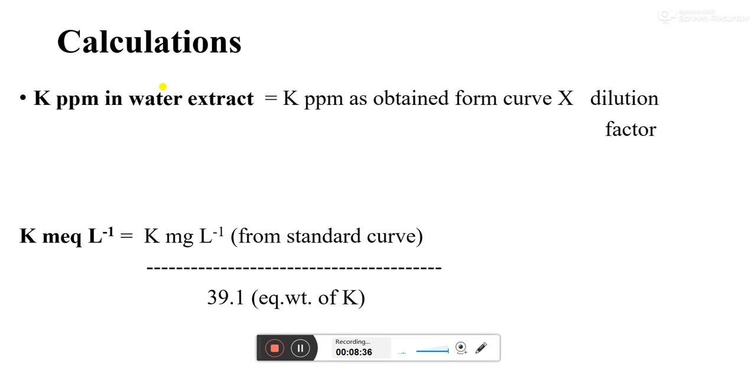For the calculation, potassium ppm in water extract is equal to potassium in ppm as obtained from the curve into the dilution factor. For the calculation of potassium milliequivalent per liter, you calculate it from potassium milligram per liter from the standard curve that we obtained, divided by 39.1, which is the equivalent weight of potassium. So this is all about the determination of sodium and potassium from irrigation water. Thank you.